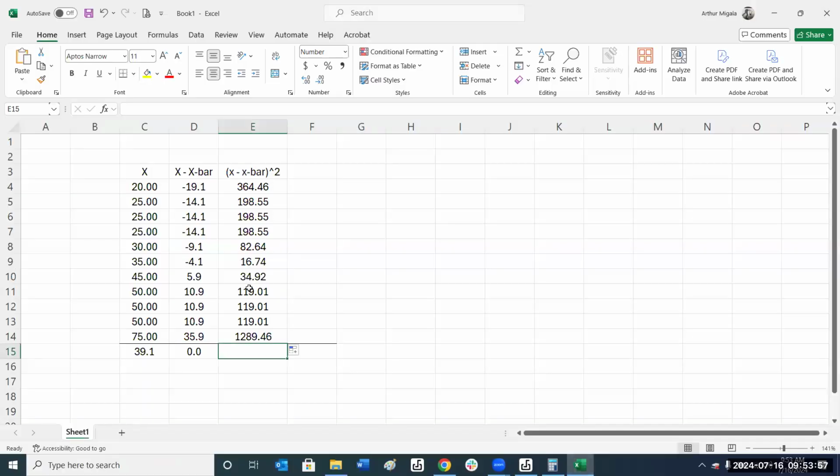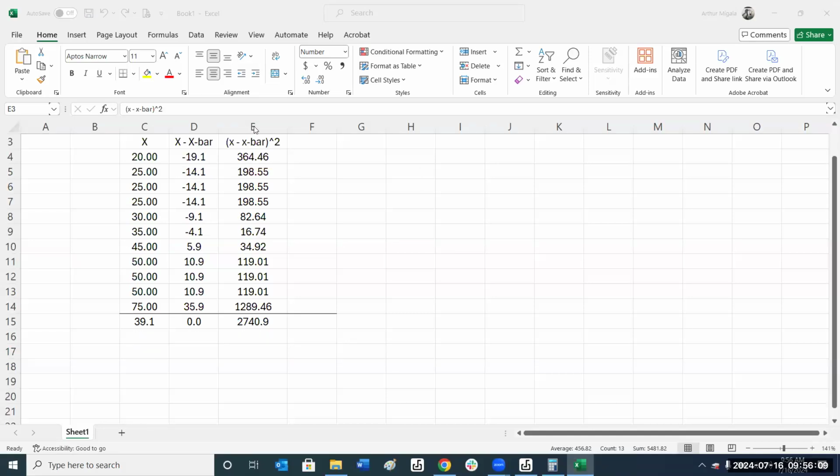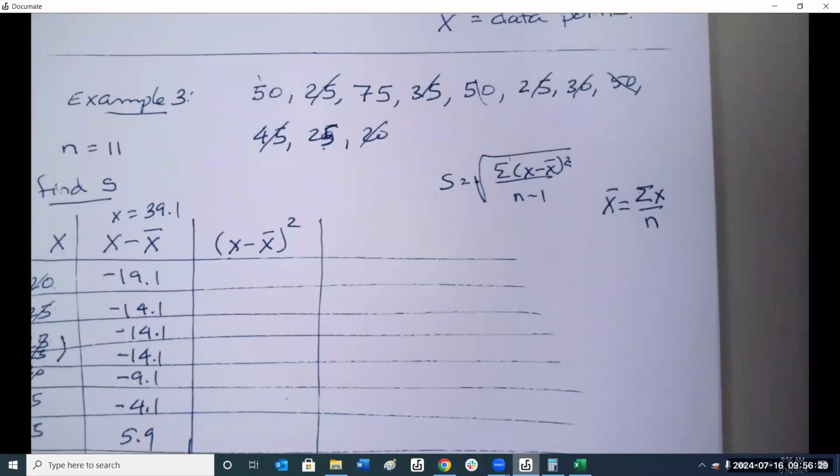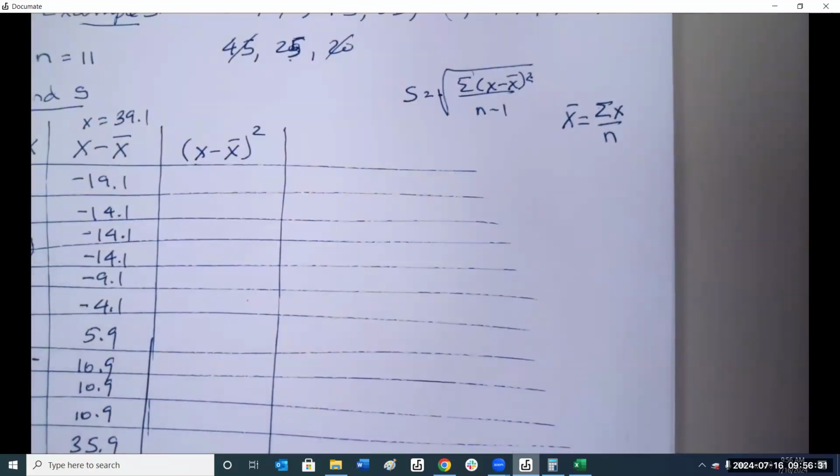Just to see if you're on the right track. So if we add them up, we get 0. So what we do is get rid of the negatives. That's why we square them. So we should come up with this. So what's the next step? Plug it in into the equation.